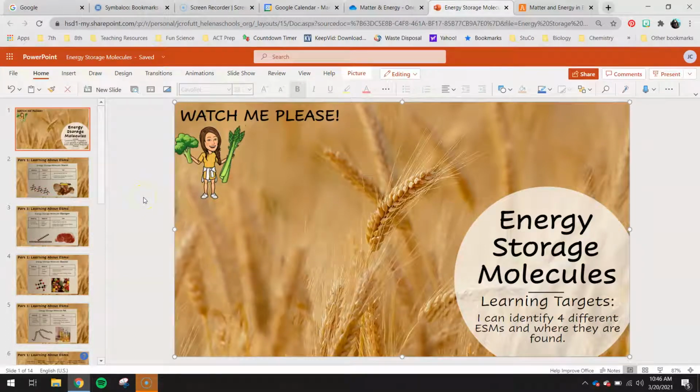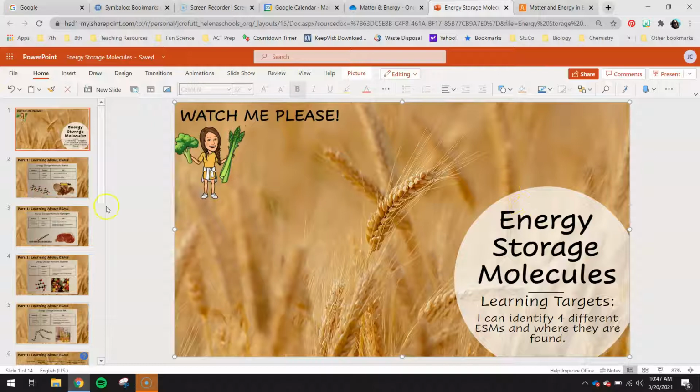Hey, seventh graders, today's lesson is called Energy Storage Molecules and is really going to focus on where energy storage molecules come from in an ecosystem, to lead us into a little more knowledge about photosynthesis for our next lesson. So your learning targets are, I can identify 4 different ESMs and where they are found. You will also see how they circulate through the ecosystem and how they're made.